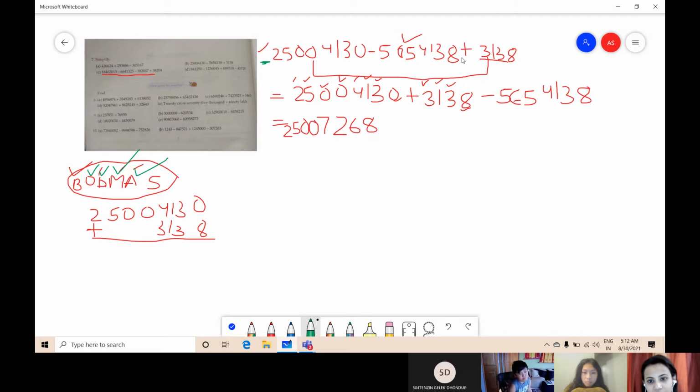And here the sign of addition is given. So first I will add these two numbers, because these two numbers have the sign of addition. So I have brought the two numbers together. I have written the two numbers of addition sign together, and I have written this number of subtraction sign here in the last. Now the third step, I have added these two numbers.